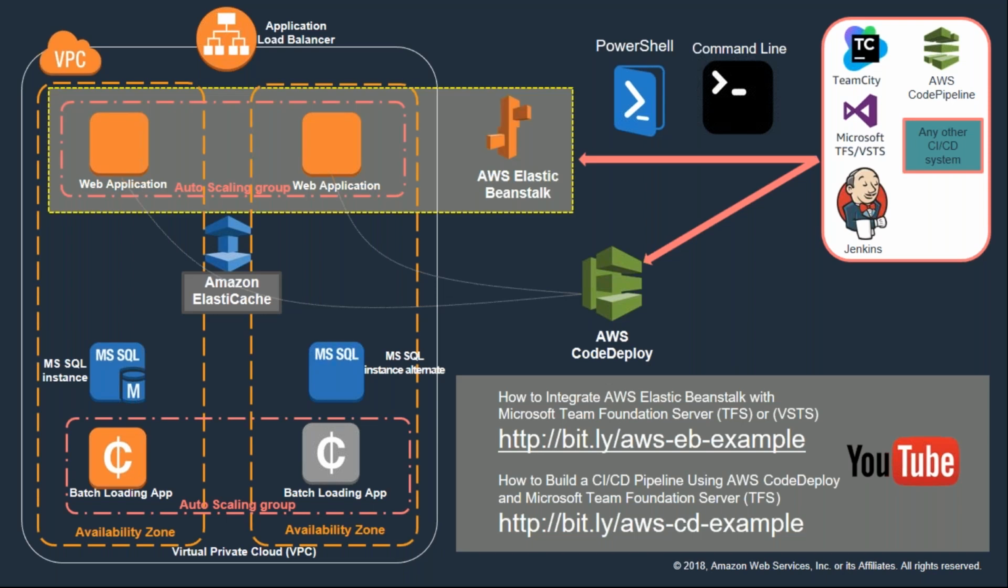So if these environments are managed by something like Elastic Beanstalk, you can use the Elastic Beanstalk APIs exposed in PowerShell to release your software. So developer productivity is super important when you try to be more innovative, more agile in your application deployments.